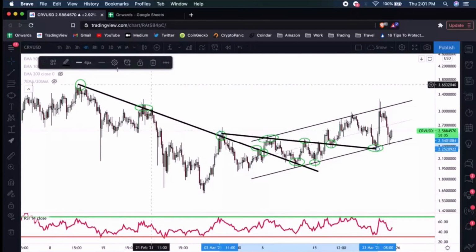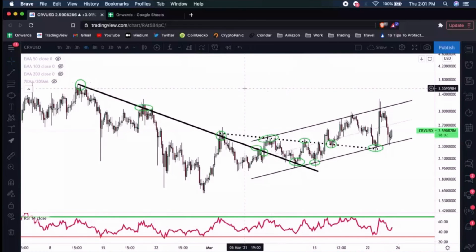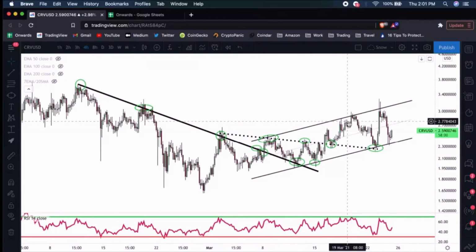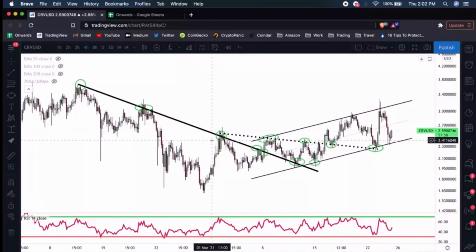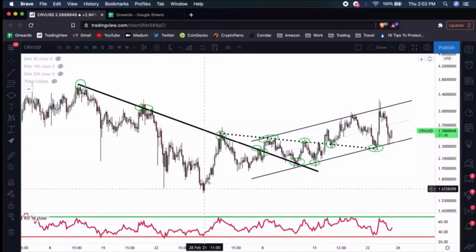Let's just go ahead and make this one dotted here. Okay, so what happened here? You can see we've been tagged red this whole time. We've tagged red and we're making lower lows, as we said. And we also identified this trendline resistance, right? Now what happened here? We tagged green. So this has turned bullish. So we expect to see higher highs at some point because we tagged green.